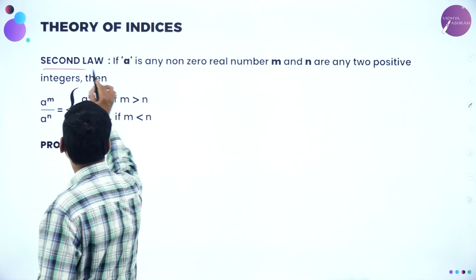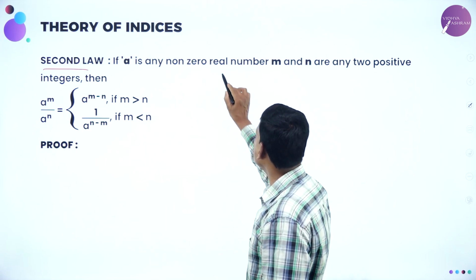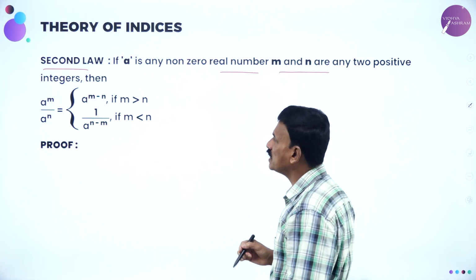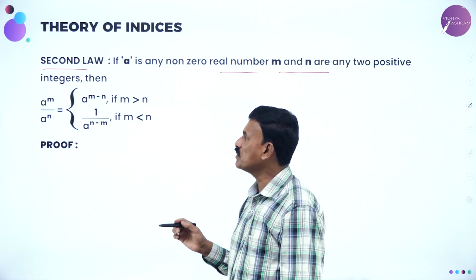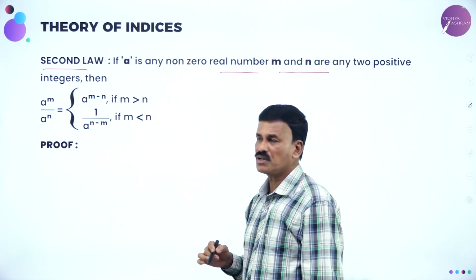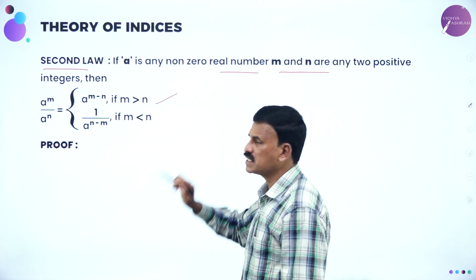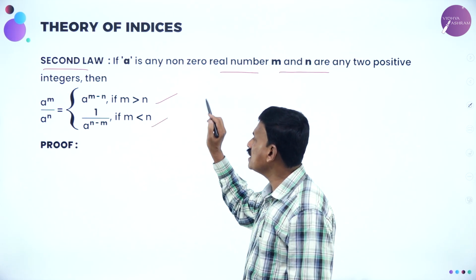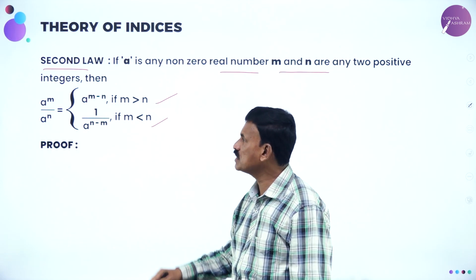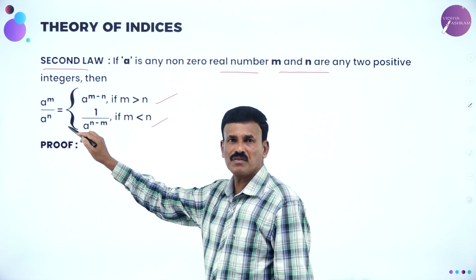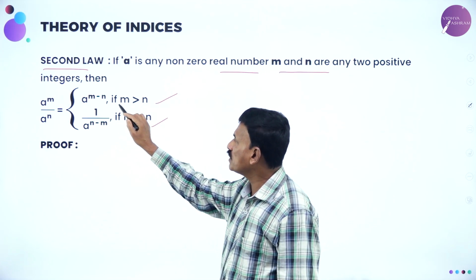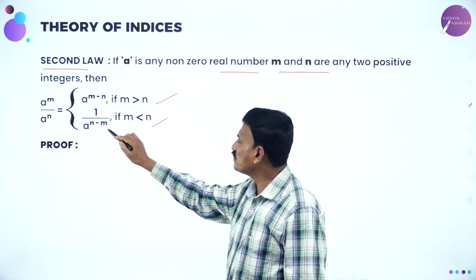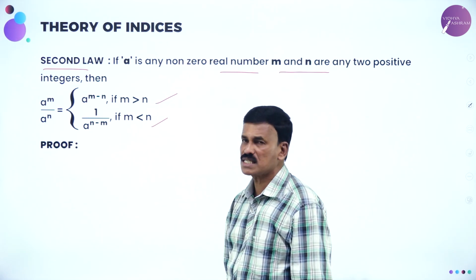What is the second law? If a is any non-zero real number, m and n are any two positive integers, then a to the power of m by a to the power of n is equal to a to the power of m minus n if m is greater than n, or 1 over a to the power of n minus m if m is less than n. This is a very important law. A to the power of m by a to the power of n is a to the power of m minus n if m is greater than n, or 1 over a to the power of n minus m if m is less than n.